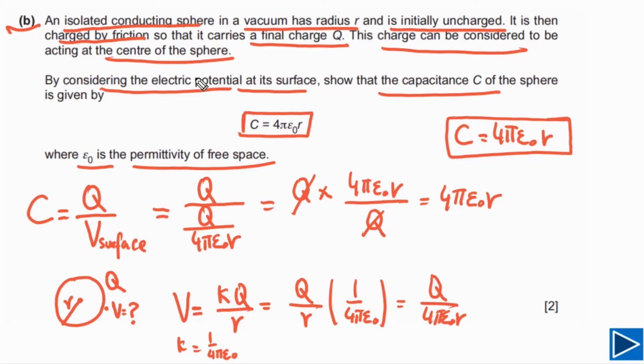This question has 2 marks. The first mark you will get if you have written C is equal to Q over V. So this is the first mark, the C mark. And if you have derived this one, you will get the answer mark. So this is the answer mark. If you have derived this one, you will get 2 marks.